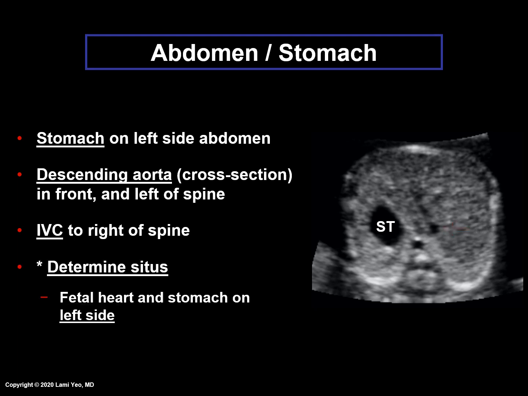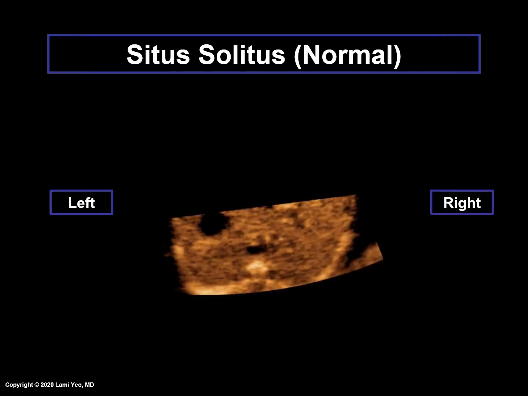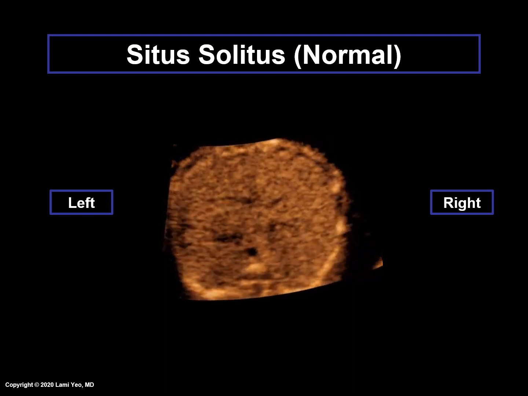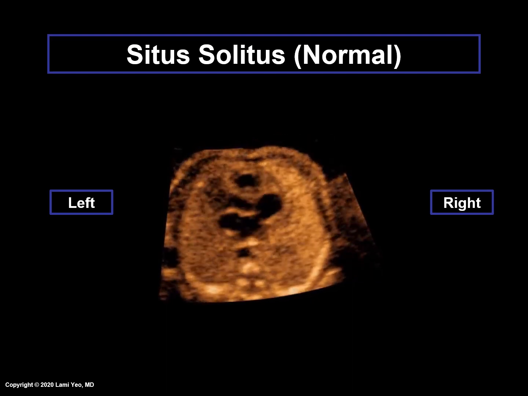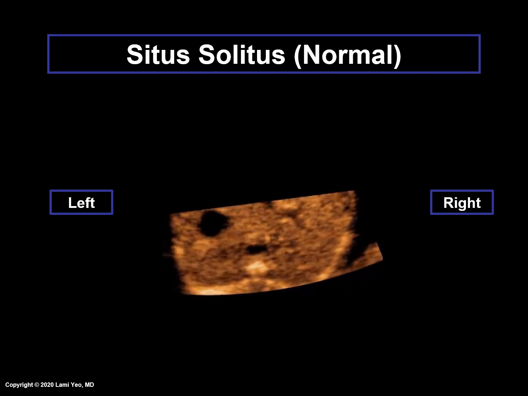The situs is determined by comparing the cardiac apex position and stomach. Both the fetal heart and stomach should be on the left side. If they are not, then situs abnormalities should be suspected. Normal cardiac situs is situs solitus. As seen in this video clip, the left fetal side shows the stomach, cardiac apex, and descending aorta, while on the right side, the liver and inferior vena cava should be visualized.